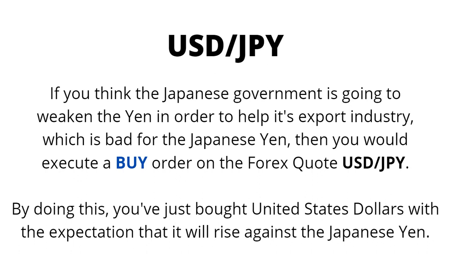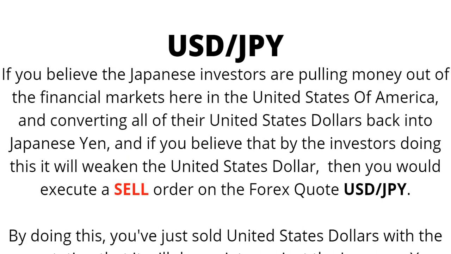And on the contrary, if you believe that Japanese investors are pulling money out of the financial markets here in the United States of America and converting all of their United States dollars back into Japanese yen, and if you believe that by the investors doing this, it'll weaken the United States dollar, then you would execute a sell order on the Forex quote USD JPY. And by doing this, you've just sold United States dollars with the expectation that it will depreciate against the Japanese yen. So I hope this is making sense to you a little bit now, okay?